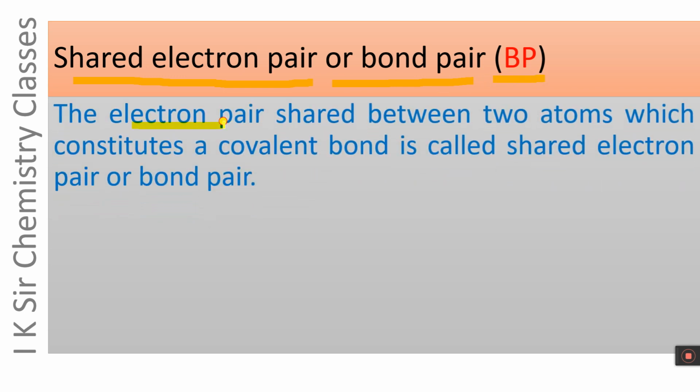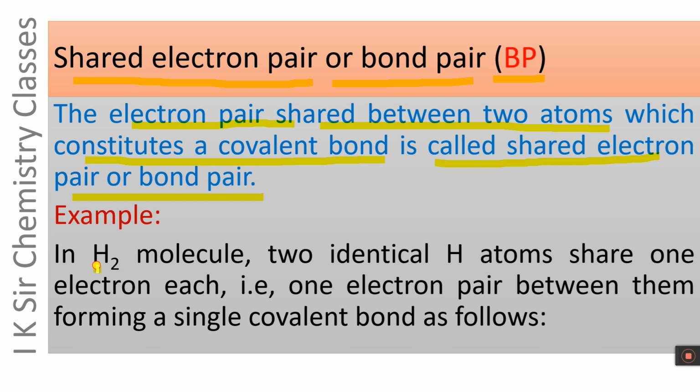The electron pair shared between two atoms which constitutes a covalent bond is called shared electron pair or bond pair. Let us explain it with an example.